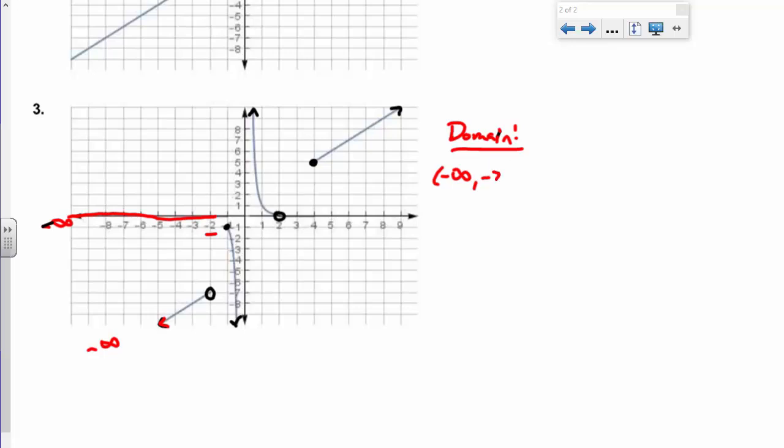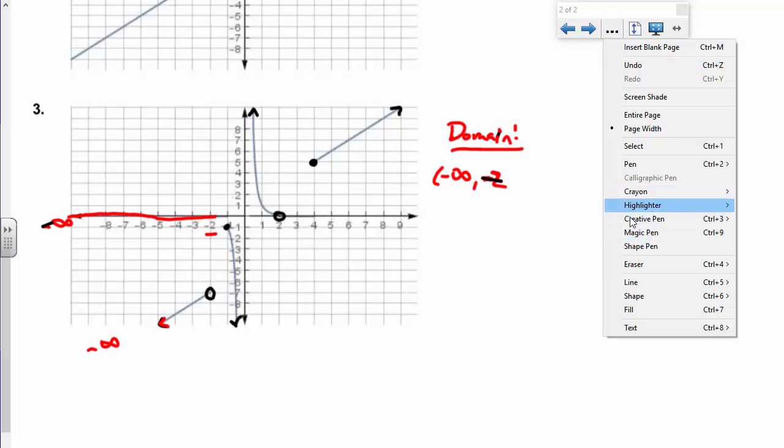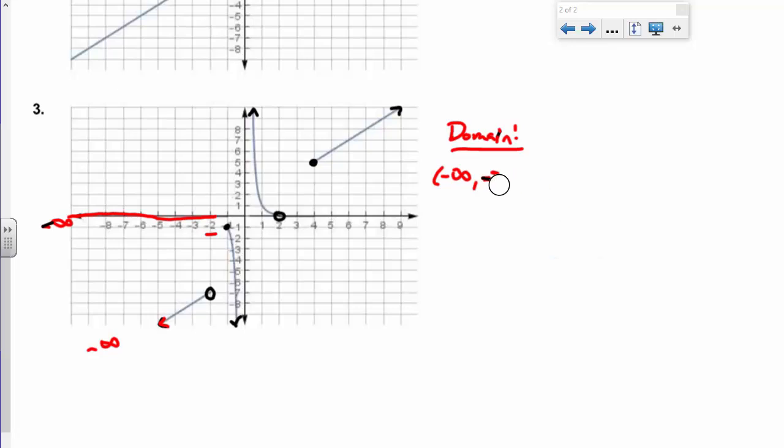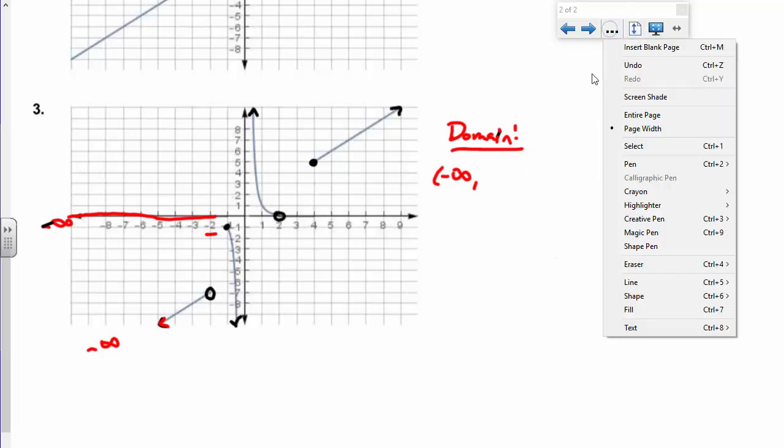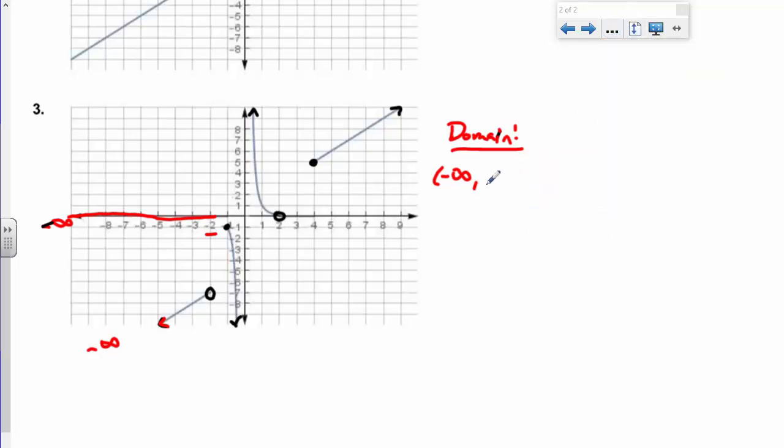So from negative infinity to -2. Oops, I should say -2. I don't know why it does that. Let me erase that. I don't really like the way that looks. It's going to bug me. Alright. There we go. And -2. Okay. And we don't include that because there's an open circle there at -2. So -2 is actually not part of the domain for the actual graph. So we're going to put a rounded parenthesis to show that.